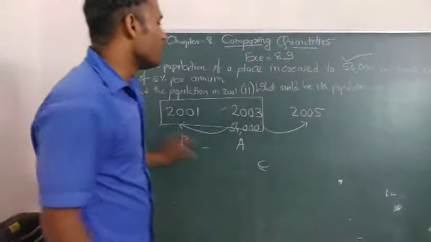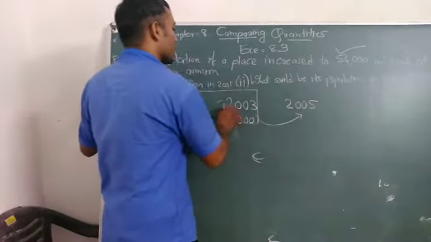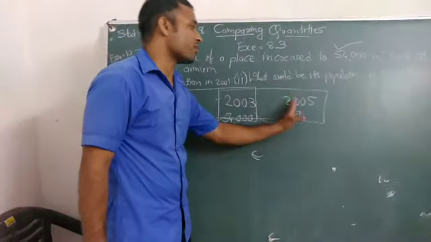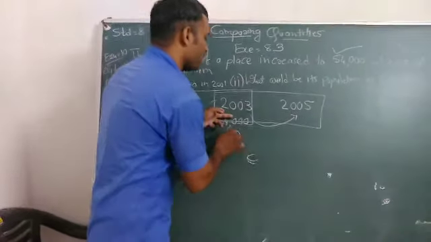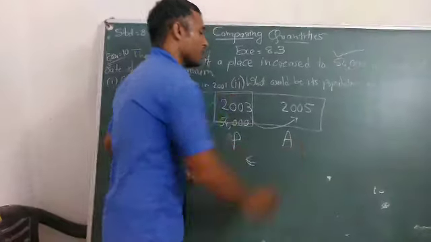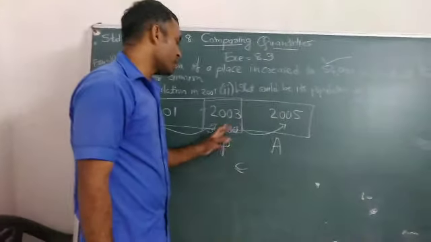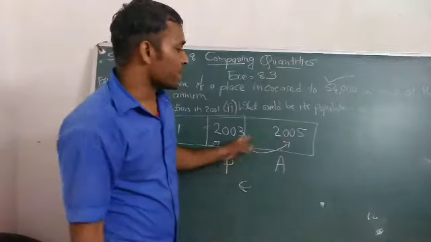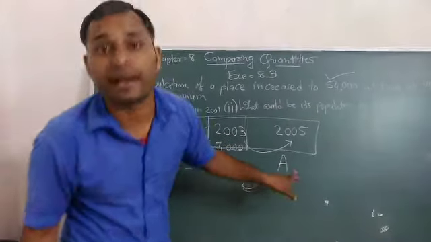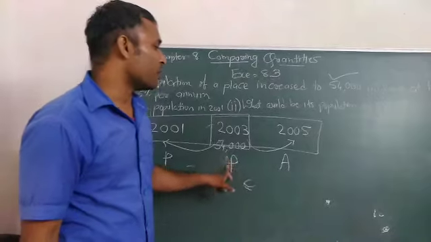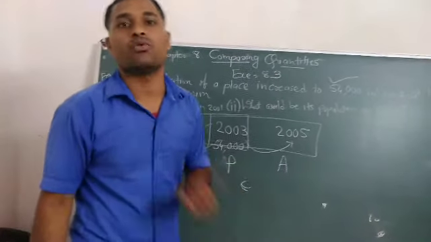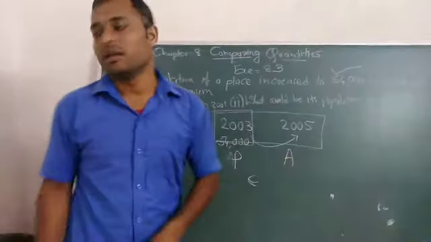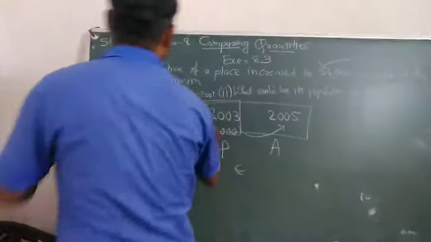But for these 2 years, 2003 to 2005, this will be your principal and this will be your amount, because in 2003 the population is 54,000, but after 2 years, in 2005, it will be increased. Means this is your principal amount and this is your amount. Clear? Amount is always greater than the principal. So now solve this example.